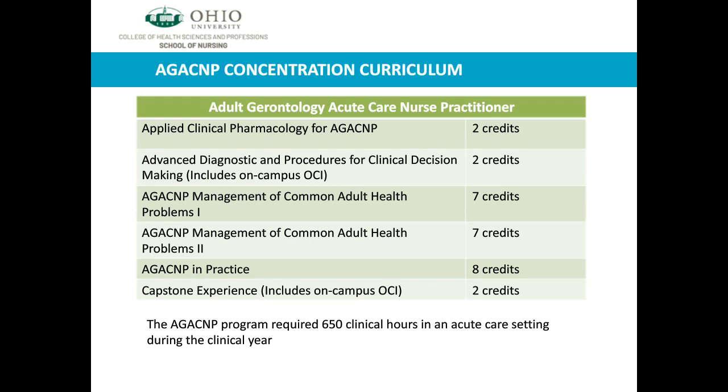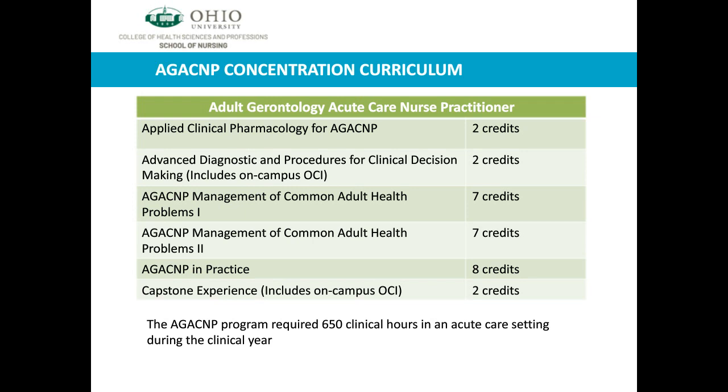Applied Clinical Pharmacology for AG-ACNP is about a different type of pharmacology. It's about the pharmacology that we find in acute care settings. In particular, it's about things like IV therapy, IV antibiotics, IV fluids. It's about total parenteral nutrition, or TPN. It's about how I give a drug IV as opposed to by mouth. It's about all of the management of the drugs that we see used in acute care that we typically would not see in primary care or in an office setting.